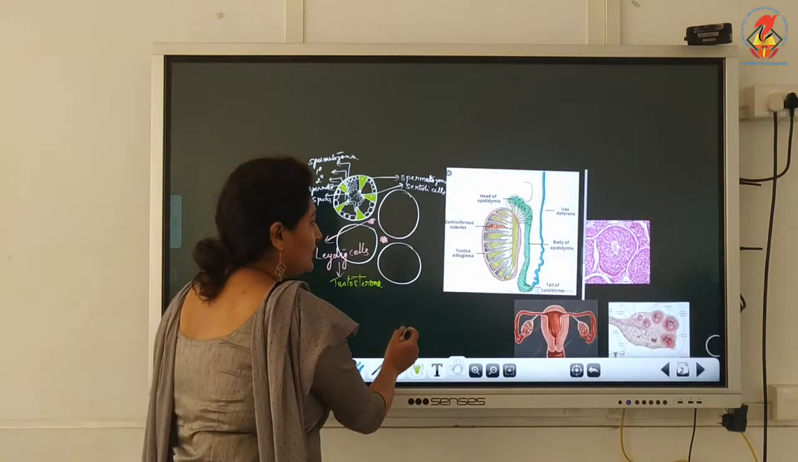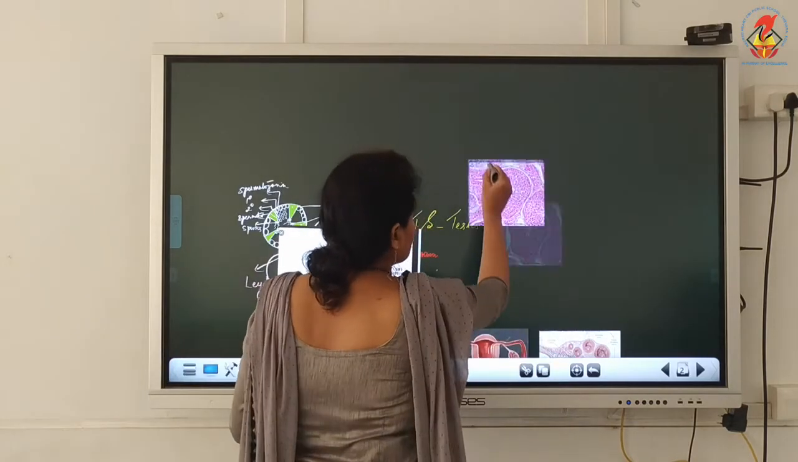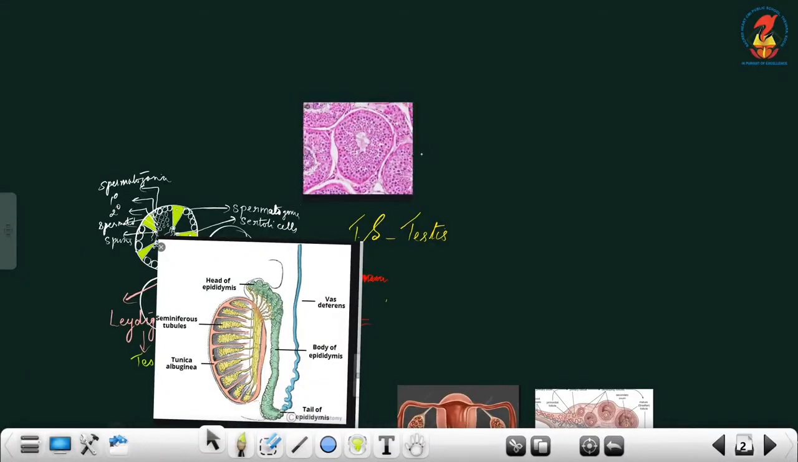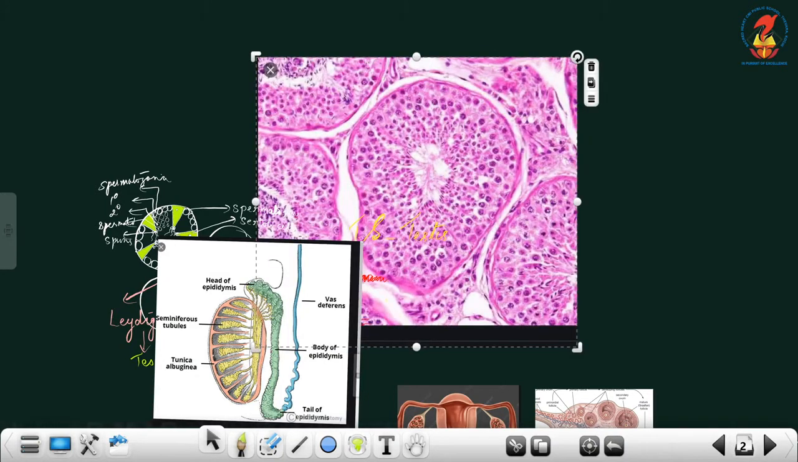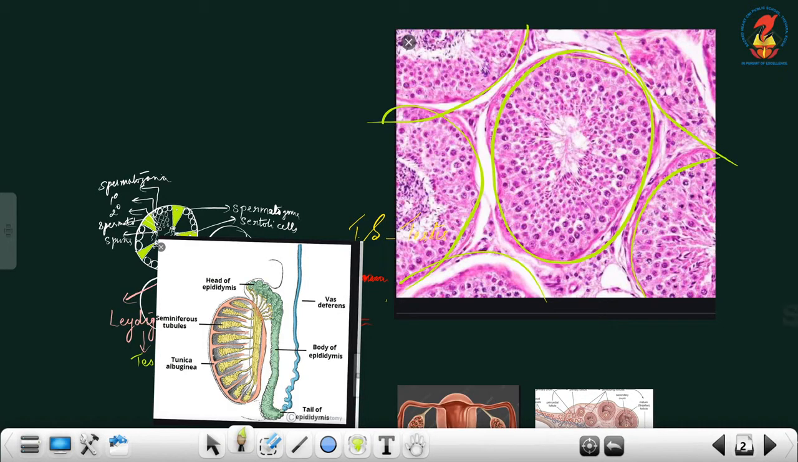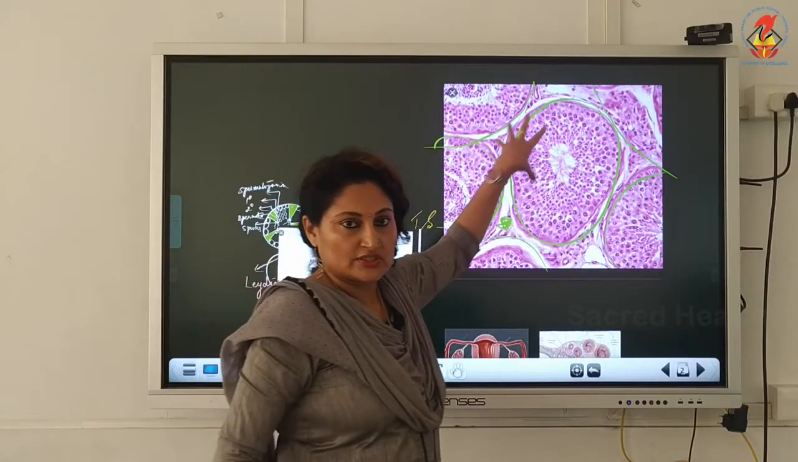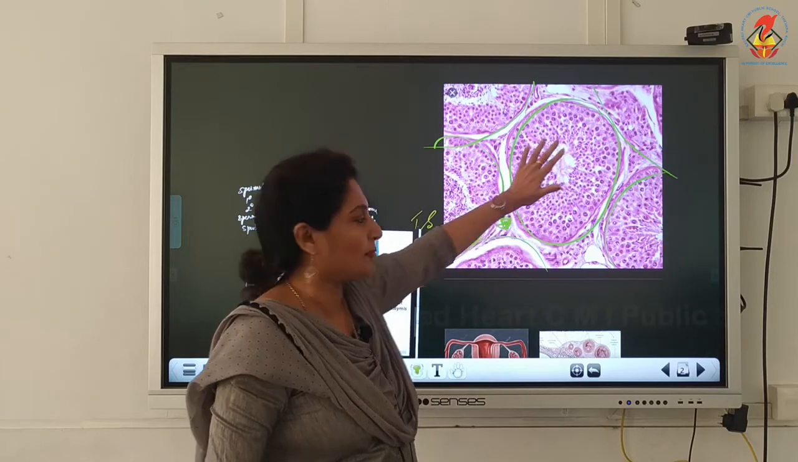Now moving on. Now before that, through the slide under the microscope, this is how you are going to see a cross section of the testis. So this is indicating the seminiferous tubules. You see a number of seminiferous tubules with interstitial space, and in this space there are the Leydig cells, and we know what is inside the seminiferous tubules. So this is what we are going to see under the light microscope.